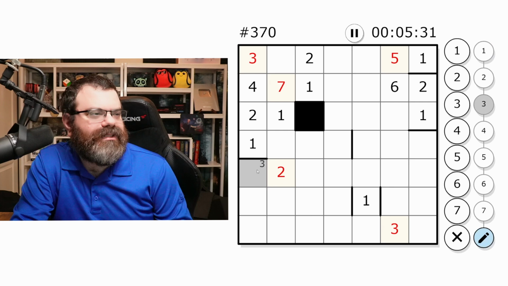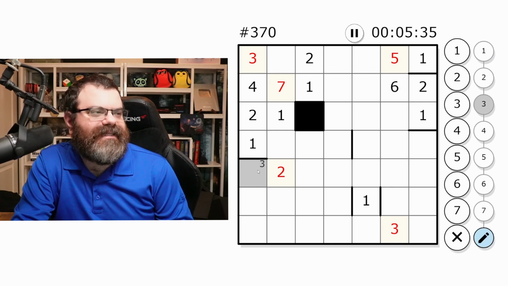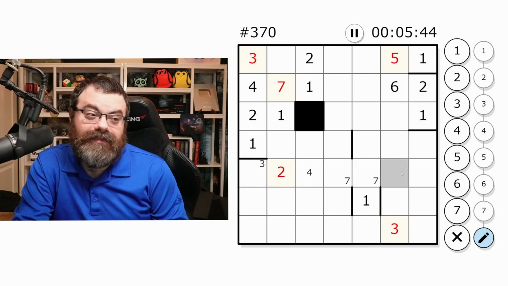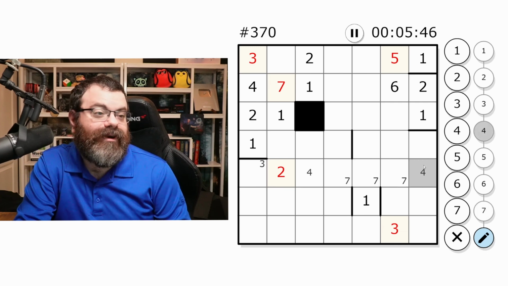Normally I wouldn't pencil this, but just to show you what's going on in my head, I will pencil this here. And I'm just penciling what the biggest digit that can go in that cell is. So this is maximum 3. This is maximum 4. This is maximum 7. This is maximum 7. This is maximum 7. And this is maximum 4.